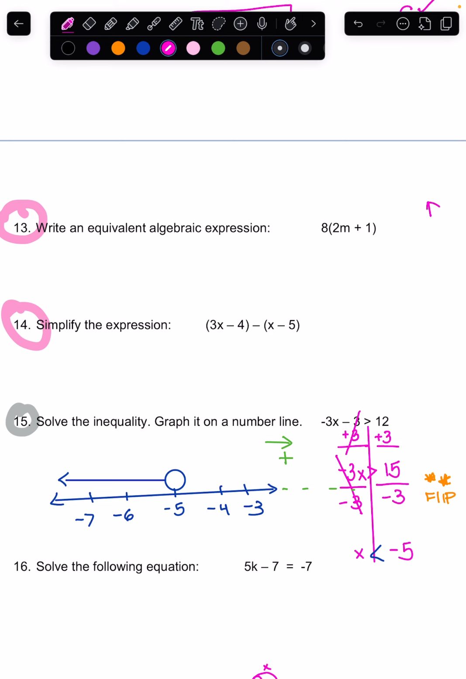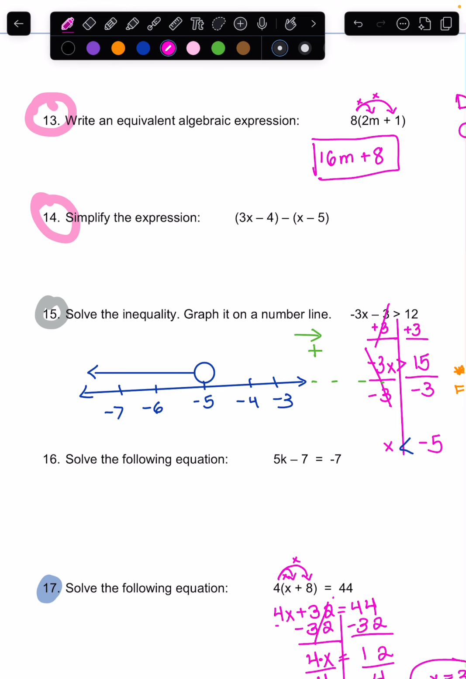Number 13, so again, we're looking at DC, dancing cats, distribute, combine. First, we check to see if there's any distribution. There is. The 8 is outside of the parentheses, so it will be distributed to the two numbers inside. Distribution means multiplication. 8 times 2 gives me 16m, and 8 times 1 gives me 8. There are no like terms, so this is your expression in simplest form.